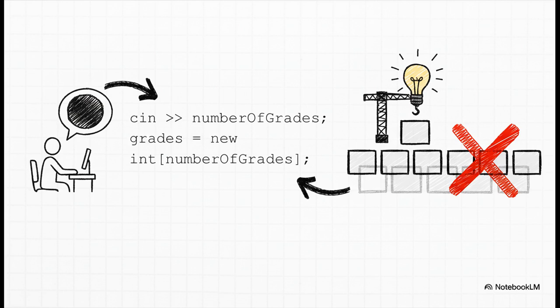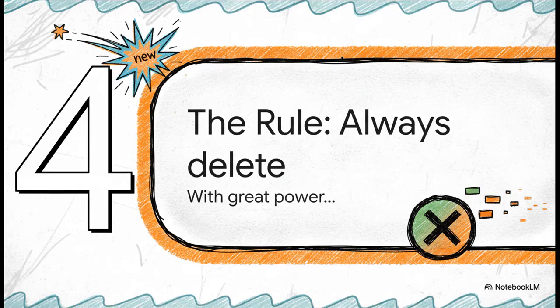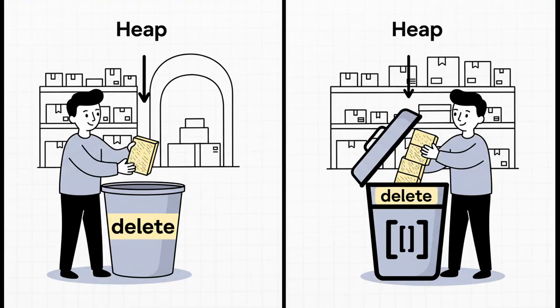How cool is that? So you've used new to check out memory from the heap's warehouse. But this comes with a huge responsibility. You know the saying, that memory on the heap is now your problem. It's not managed automatically. You have to give it back when you're done. And the counterpart to new is delete. It's the other half of the equation. This is you telling the system, hey, I'm finished with this memory, you can have it back now.